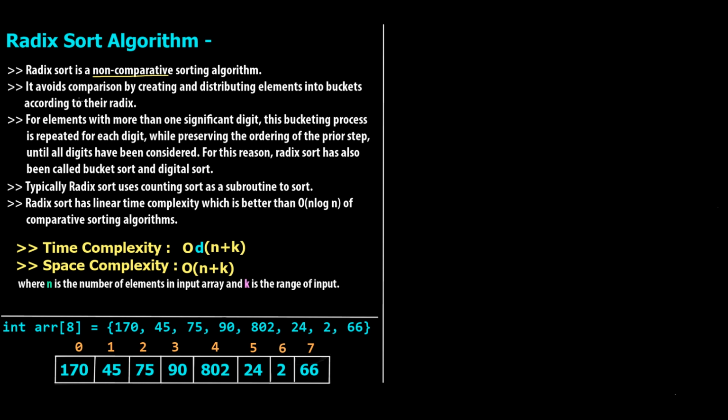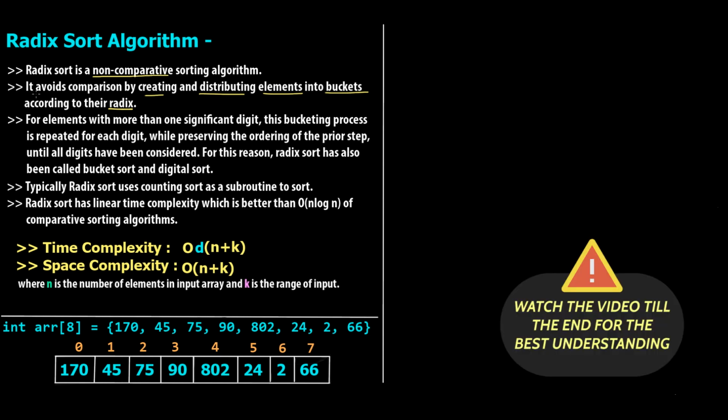Moving on, the way this Radix Sort works is by creating and distributing individual elements into buckets according to their radix. Hence it is also known as bucket sort or digital sort. These points might not make sense as of now because we're just going through them in terms of theory, but as you see the working, all these points will make sense, so make a note of them. Everything will make sense by the end of this video.